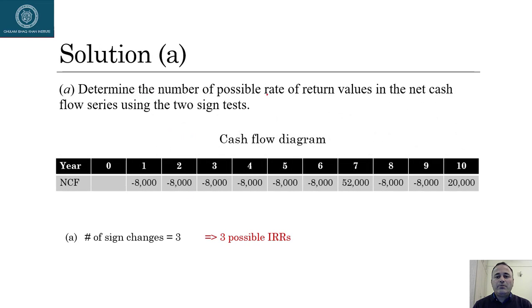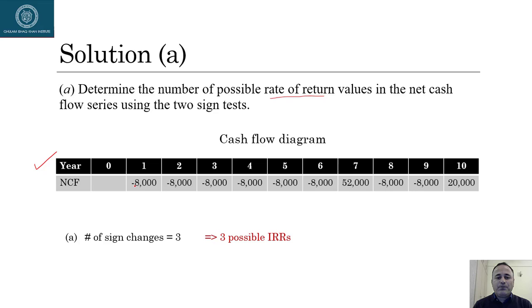Determine the number of possible rates of return. If you remember, we covered Descartes' rule in one of my lectures. In Descartes' rule, what we are doing essentially is looking for sign changes. So let's do that. This is the cash flow diagram.